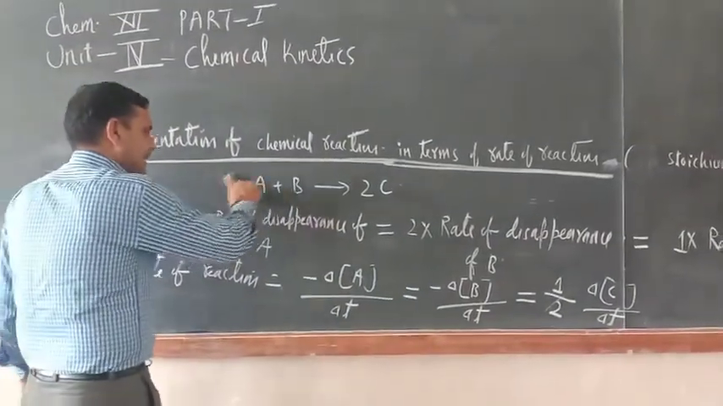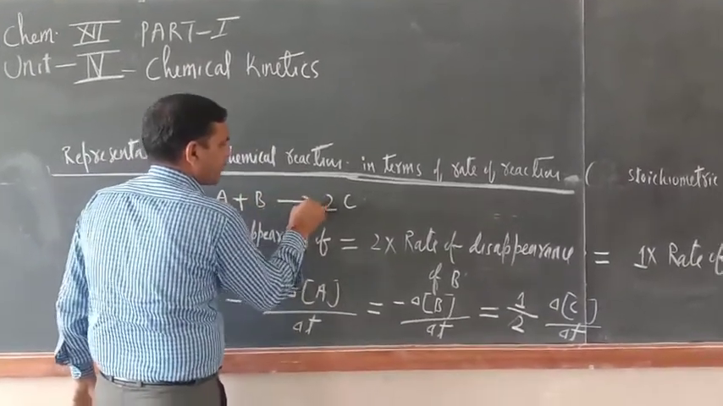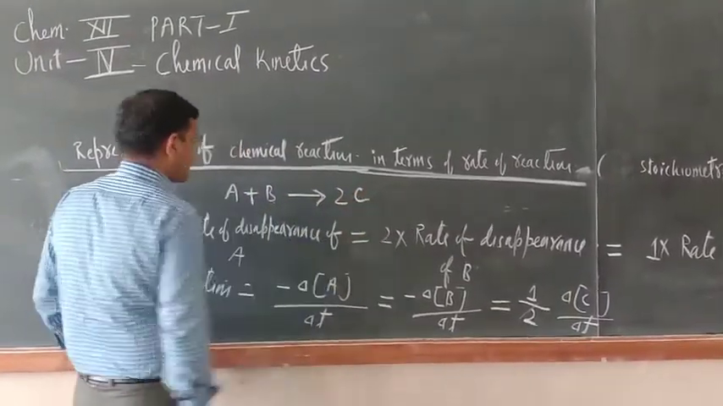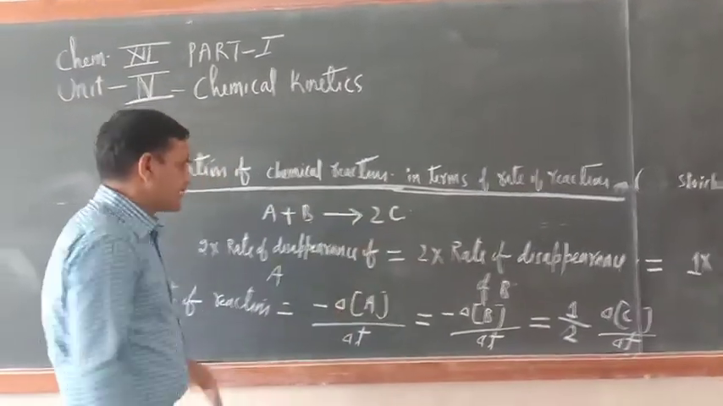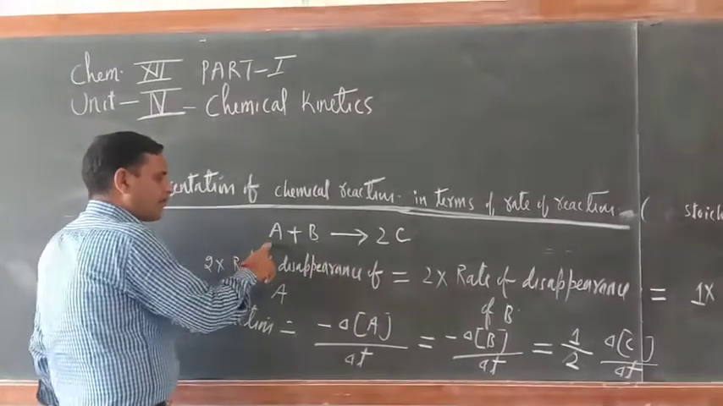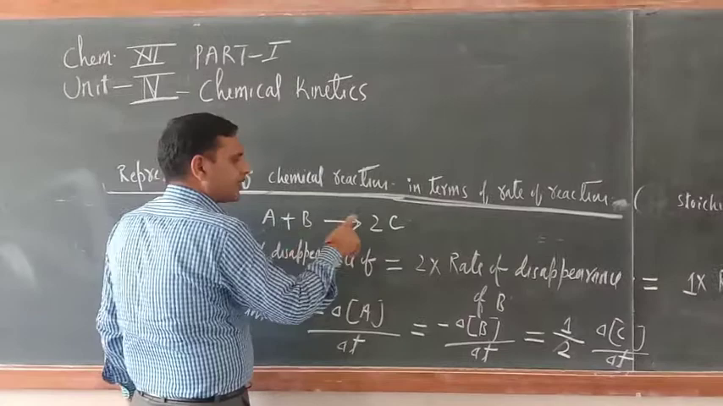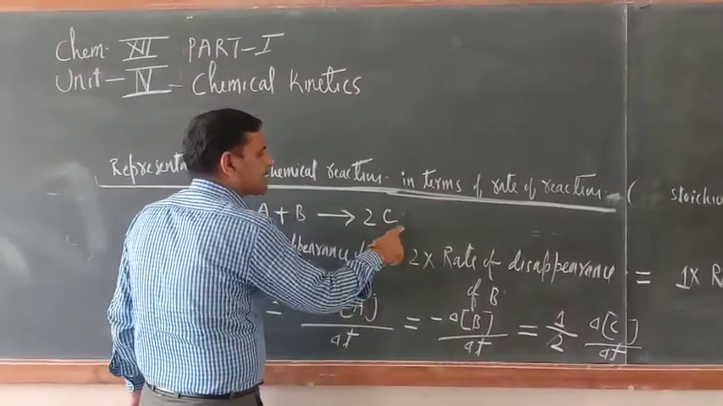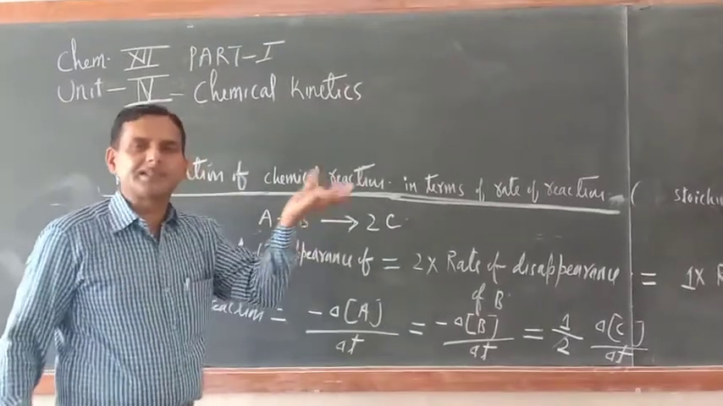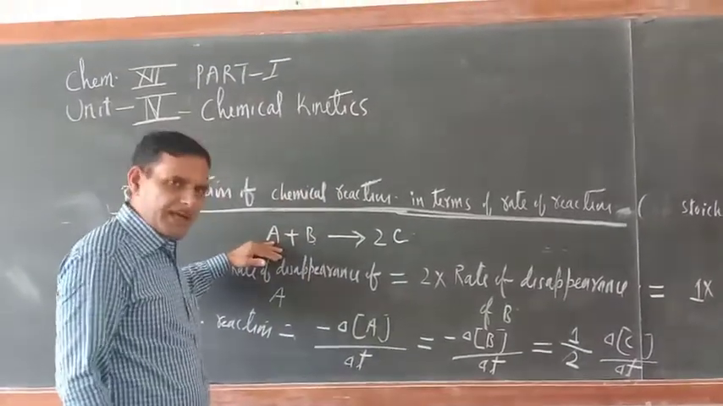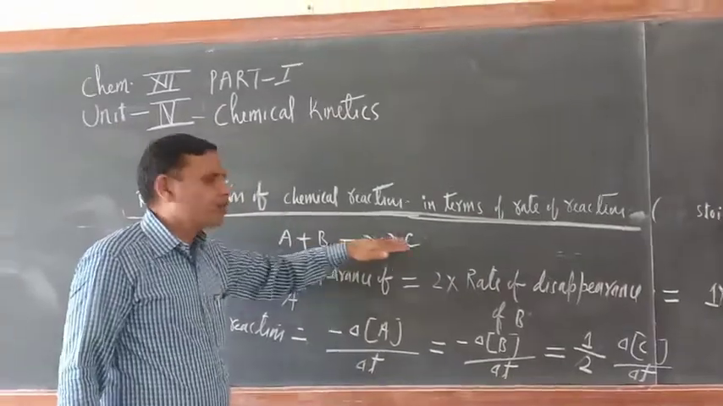Let us take this example: A plus B equal to 2C. What can we say here? If 1 mole of A is taken and 1 mole of B is taken, then 2 mole of C is formed. So this statement is related to the molar concentration. It means 1 mole of A combines with 1 mole of B and forms 2 mole of C.